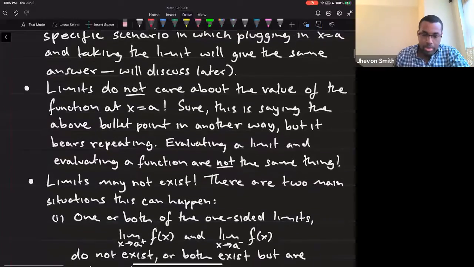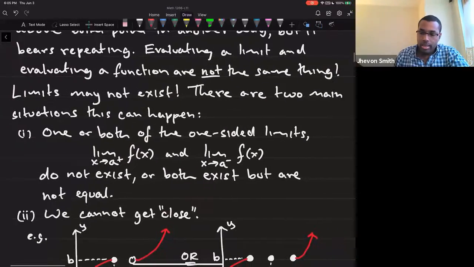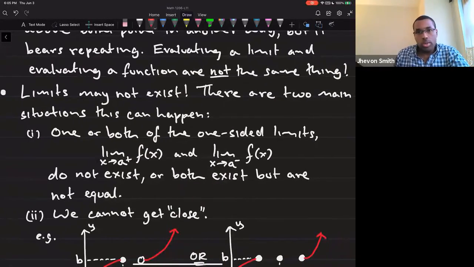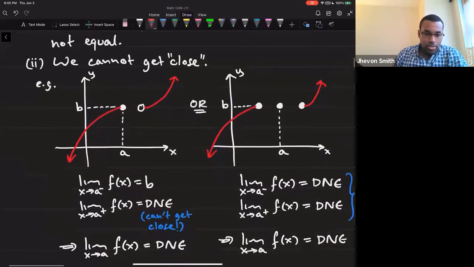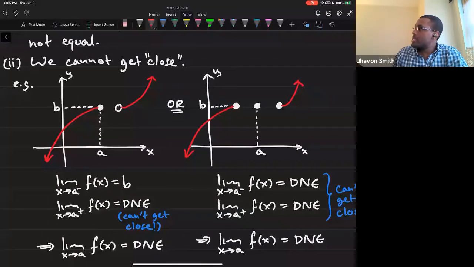We also saw that limits may not exist. And there are two situations in which you can see that this will not happen. One is we spoke about the one-sided limits, limit coming from the left and from the right. If either of these don't exist or they are not equal to each other, the overall limit will not exist. And another situation in which a limit will not exist is if you can't get close. So we spoke about closeness in the context of limits meaning arbitrarily close. I should be able to get as close as I want.